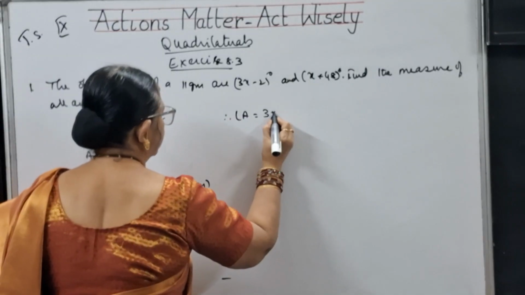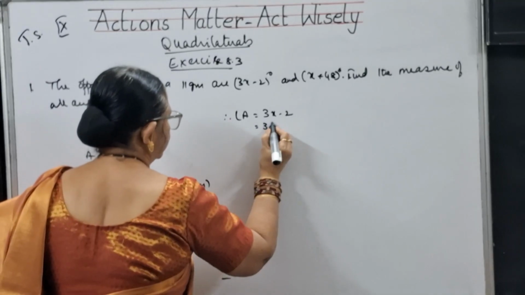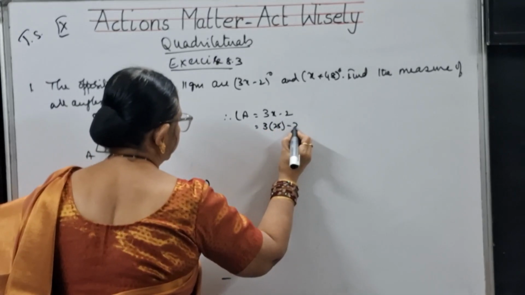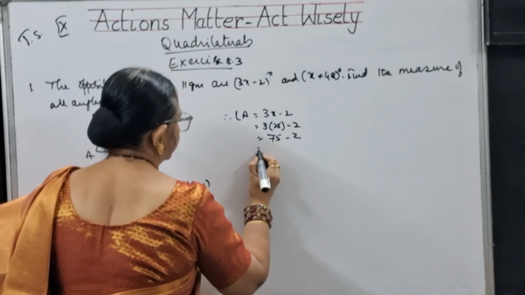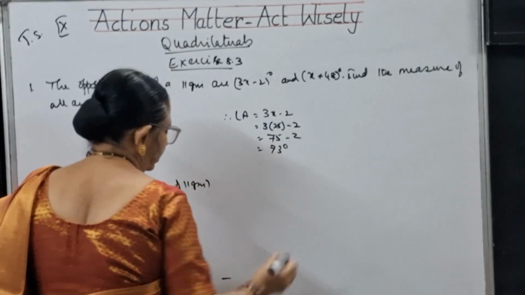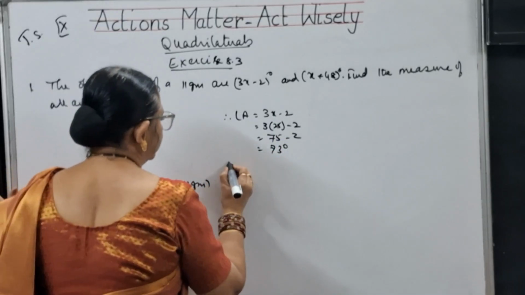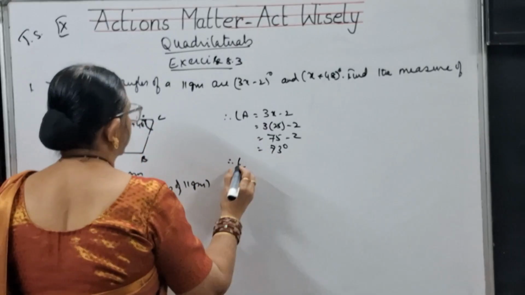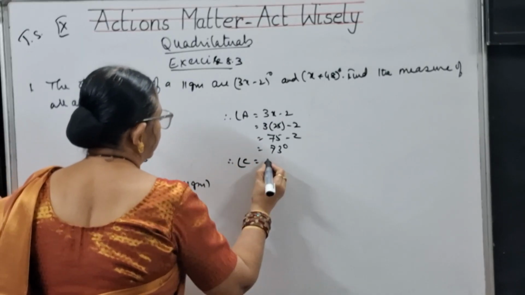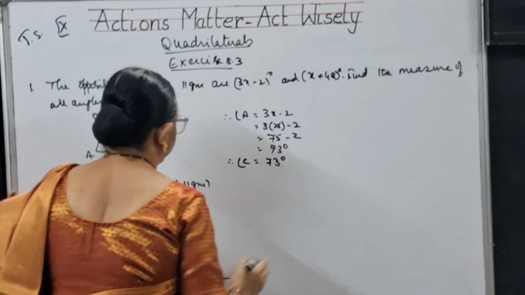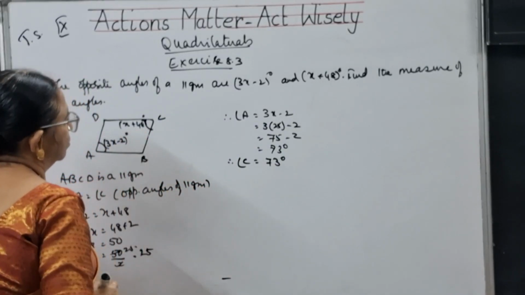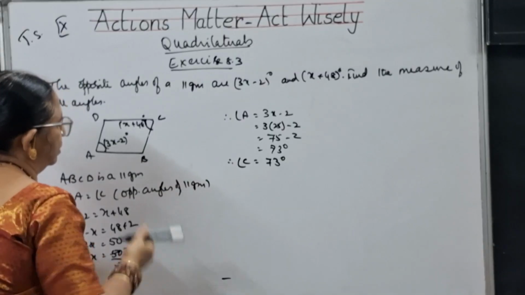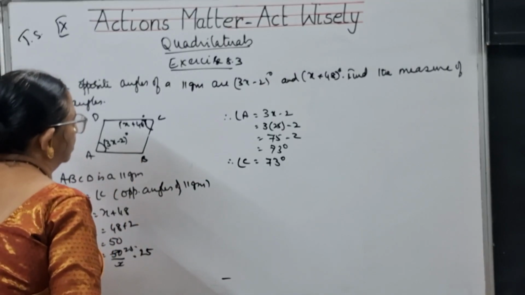Angle A is equal to 3x minus 2. That is 3 into 25 minus 2. So 75 minus 2. That is 73 degrees. Angle A is 73 degrees. Therefore, its opposite angle, angle C, is also 73 degrees. Even if you substitute that also, 25 plus 48 is 73. So angle C, you can say 73.